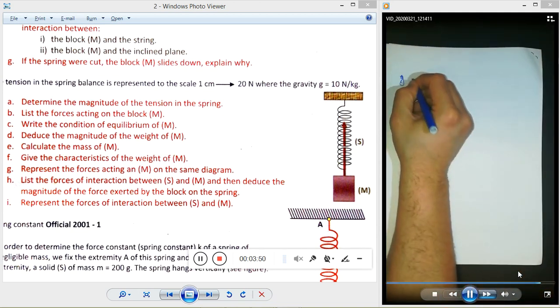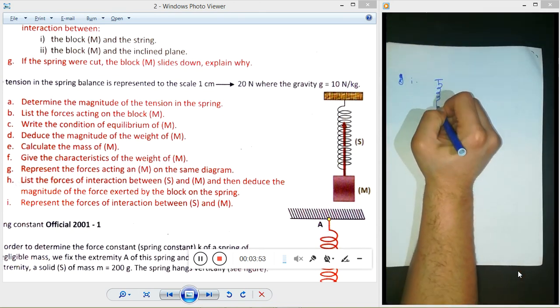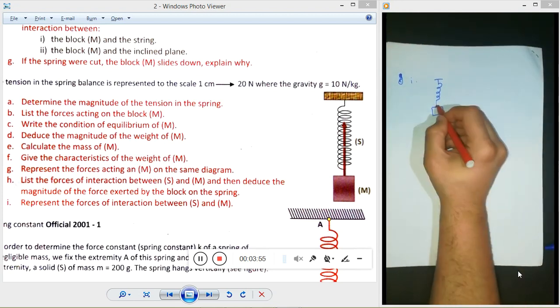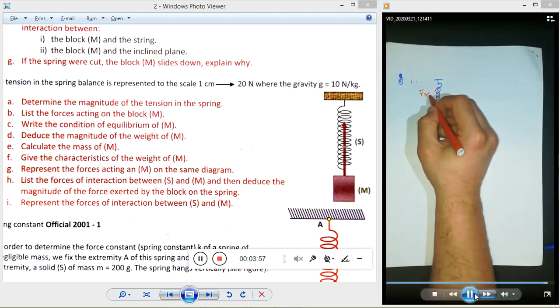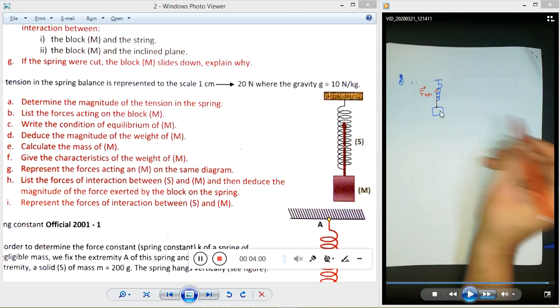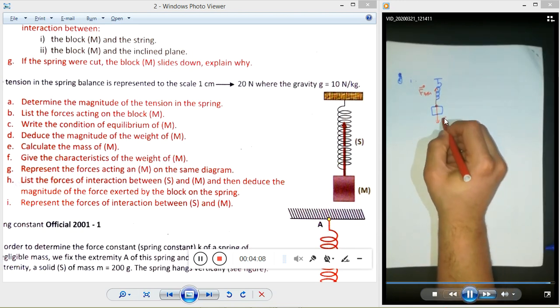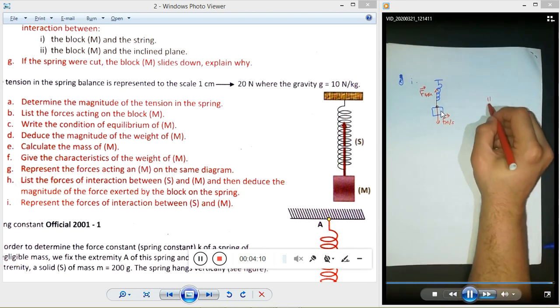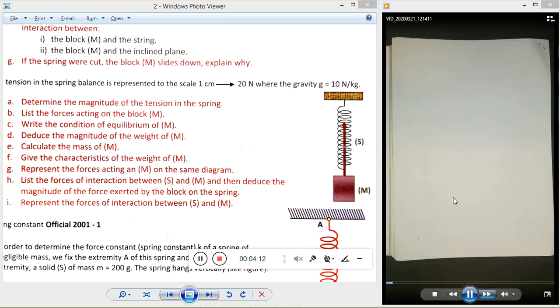The last part represents the forces of interaction between S and M. Okay, by representation, they both start from the same point, which is the point of contact. Since this is the point where the spring pulls the block and the block pulls the spring, this is the same point. The force exerted by the spring on the mass and the force exerted by the mass on the spring. Thank you.